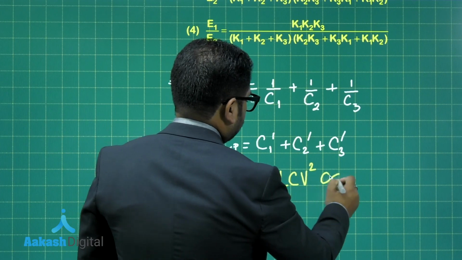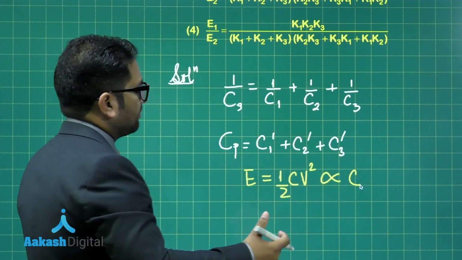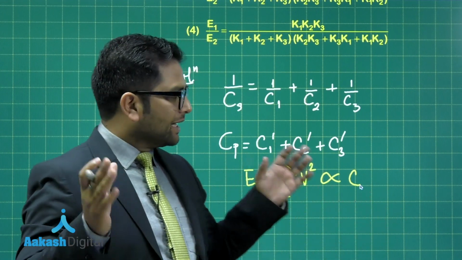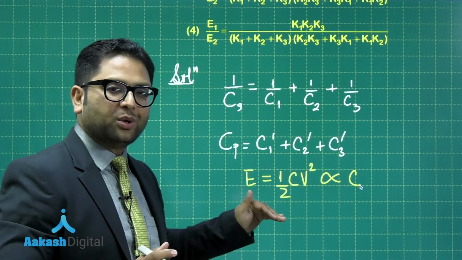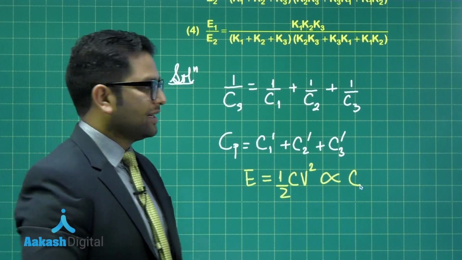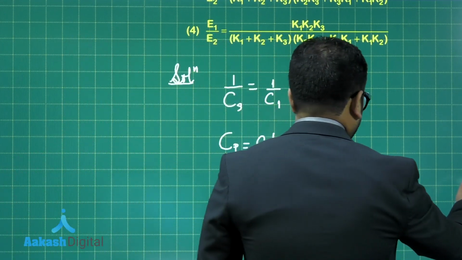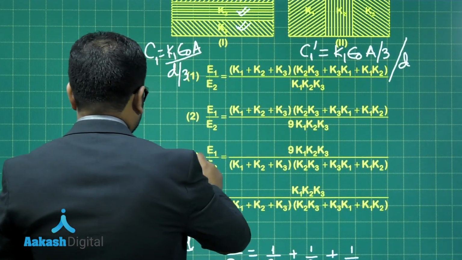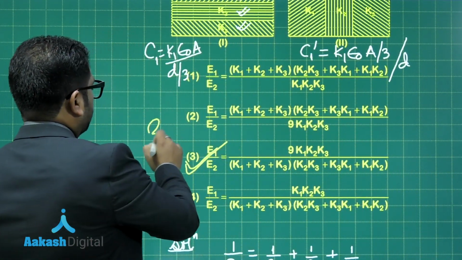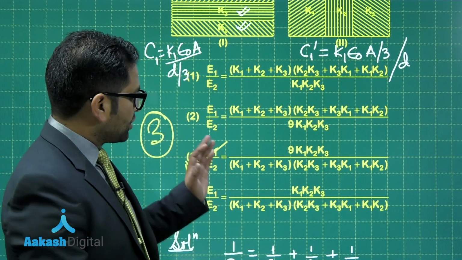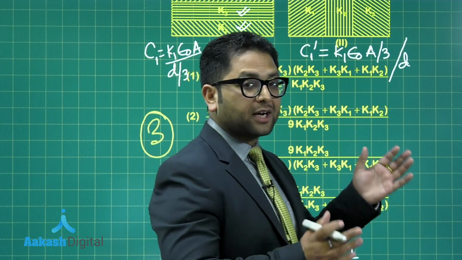So this will be directly proportional to C, because in both the situations, the potential difference is the same. Now, E1 is to E2 would be equal to C1 is to C2. You do that, a bit of calculation is required, and then you would come to option number 3 as the correct option for this question. Conceptually, it's not difficult, but yes, you require a presence of mind.